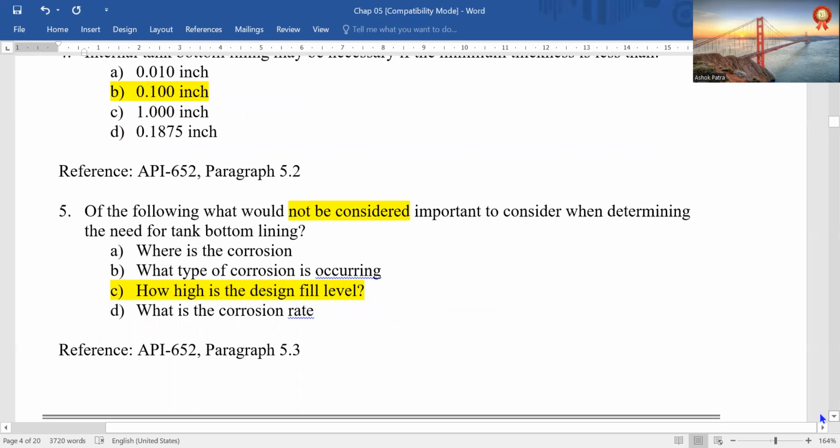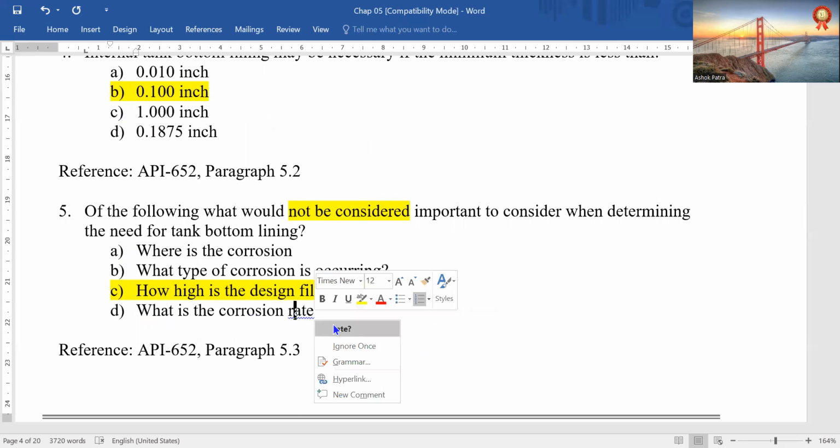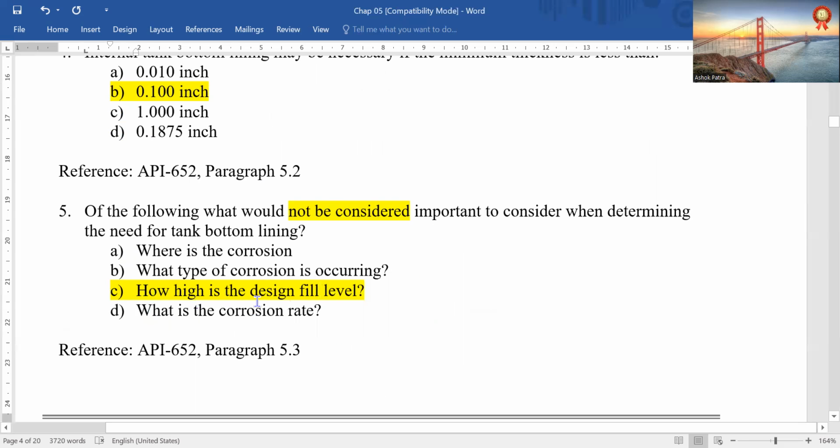Of the following, what would not be considered important when determining the need of tank bottom lining? How high is the design fill level? Not to be considered. Where is the corrosion, what type of corrosion is occurring, what is the corrosion rate? These are all important things rather than the design fill level.